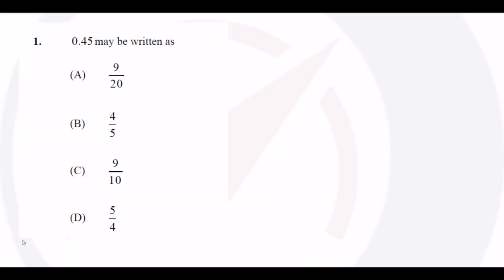Question 1, 0.45 may be written as, alright, so we know that's 45 over 100, same thing as 0.45, and we can divide 45 by 5, so 5 into 45 goes 9 times, and 5 into 100 goes 20 times, so we get 9 over 20, so our answer is A.